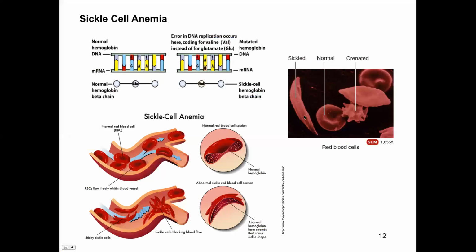And these cells, first of all, they don't travel well in the bloodstream. They cause bleeding because they have this sort of sharp shape to them. They'll cause damage to the blood vessels, and they don't carry oxygen very well. So this causes a lot of problems with someone who has sickle cell anemia. All right.